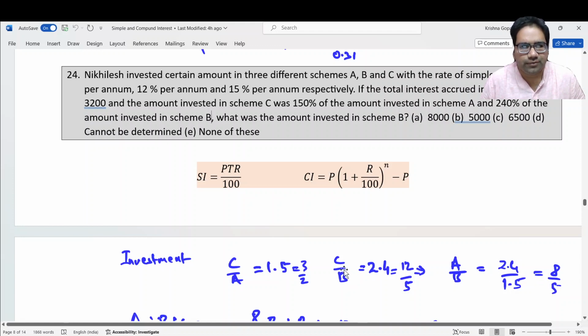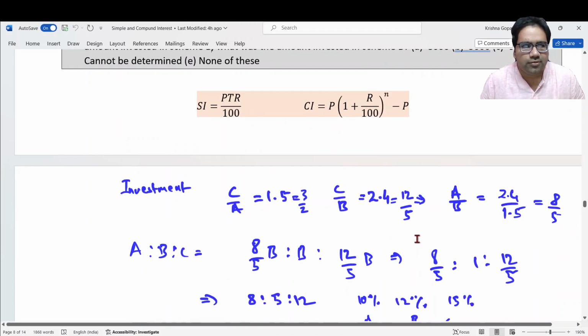Right? C by A we know. C by B also we know. That means A by B also we know. A by B, this by this, will give 2.4 by 1.5, which is equal to 8 by 5. So what is A is to B is to C? To calculate A is to B is to C, we know A by C, B by C and A by B separately. How do we calculate A is to B is to C? We have to keep one of these constant and express the remaining two in terms of that one.